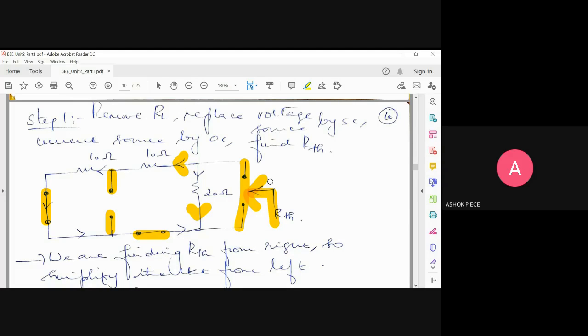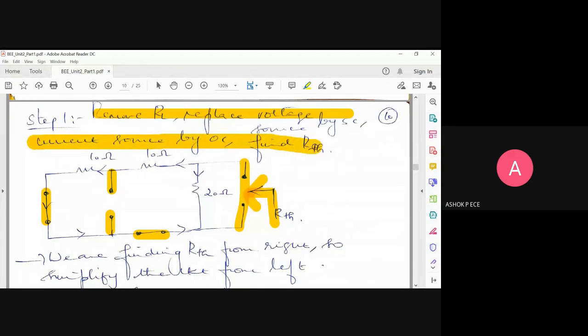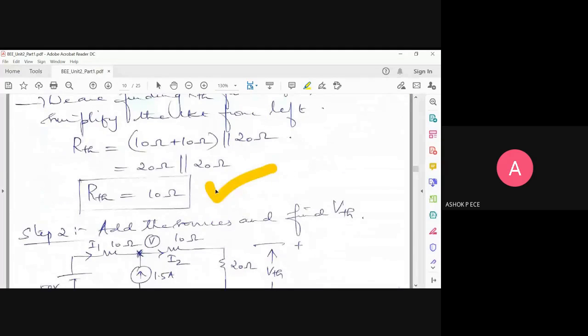I hope I'm giving you additional tips to find RTH. So be clear on how to find RTH, and understand that RTH will not be same wherever you measure. It's going to be completely different for each and every case. Now, step one is found out. I have removed the load resistance. I have replaced the sources by the appropriate components, and I have found out RTH. RTH was found to be 10 ohms.